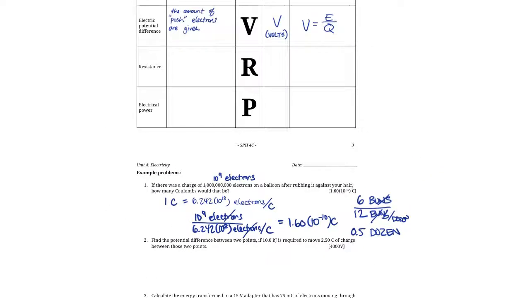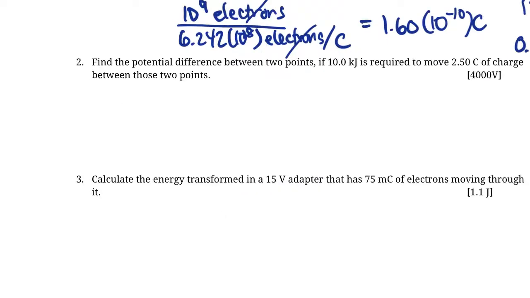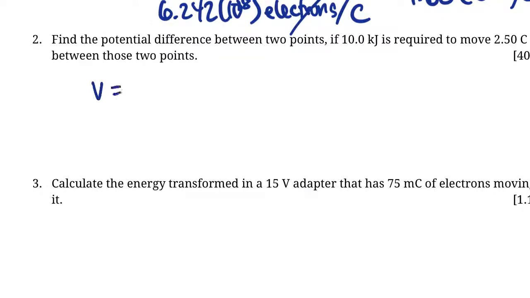If we go back up here, V equals E over Q, right? That's our voltage, the energy over the charge. Before we just plug stuff into the equation, like 10 and 2.5, look carefully here. What units do we have for the energy? Kilojoules. What do you think we want for this?